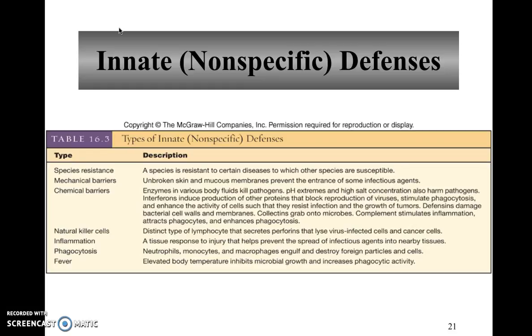Defensins damage bacterial cell walls and membranes and help slow the spread of bacterial infection. Collectins can grab onto microbes and help the immune system to recognize them and destroy them. Complement, we'll talk more about later, is a group of proteins that can actually poke holes in virally infected cells, can cause inflammation, can attract phagocytosis, and help, again, with fighting infection.